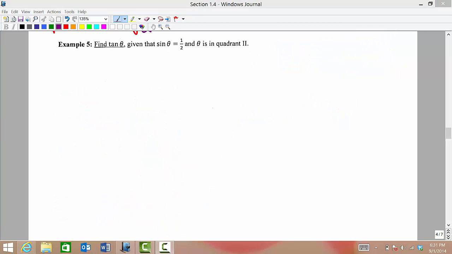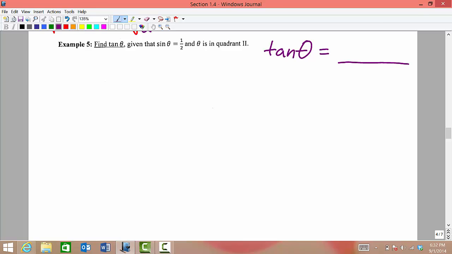In example 5, we are asked to find tangent theta given that sine theta is equal to a positive 1/2 and theta is in quadrant 2. So we want to find tangent theta, and we are told that our angle theta is in quadrant 2. If our angle is in quadrant 2, we know that sine is positive in quadrant 2, but tangent will be negative in quadrant 2. So let's go ahead and put our negative sign as part of our answer so we don't forget that part.